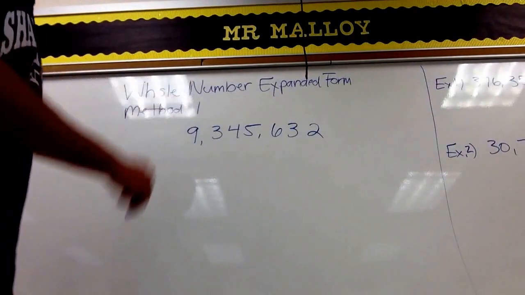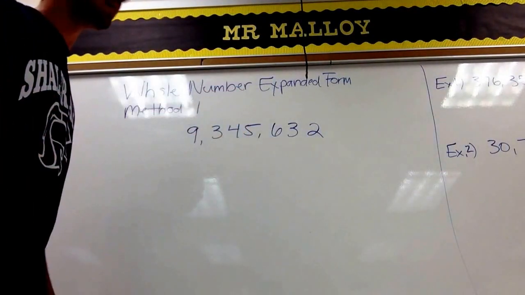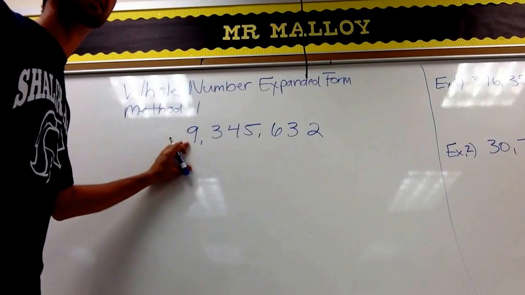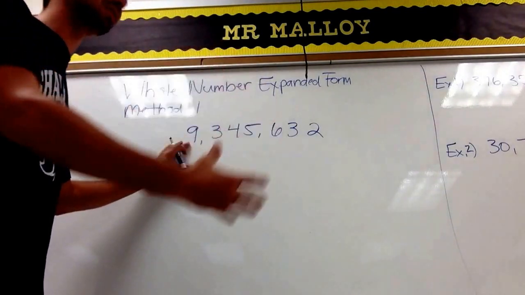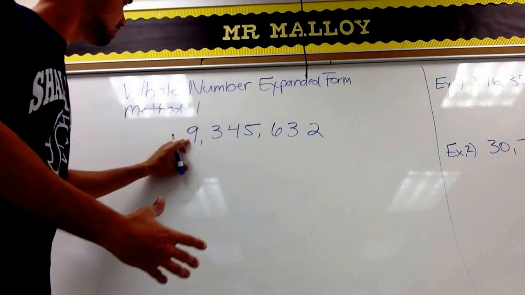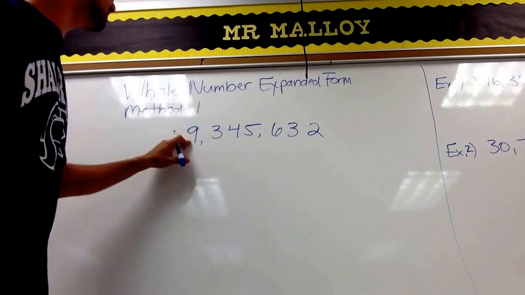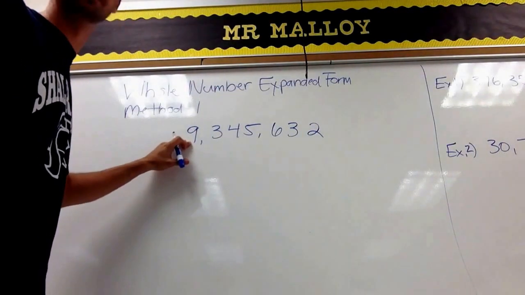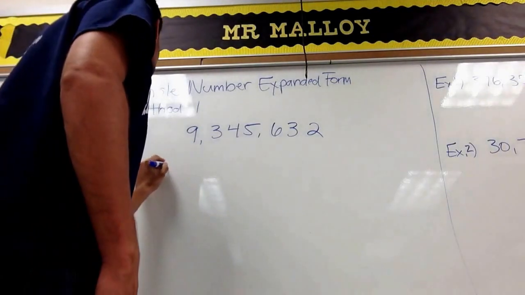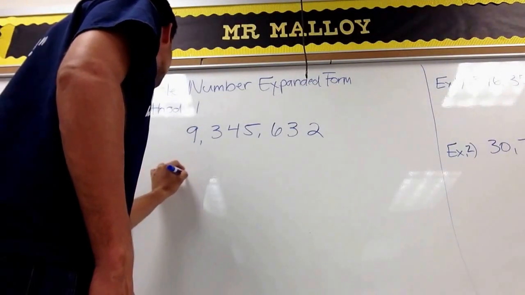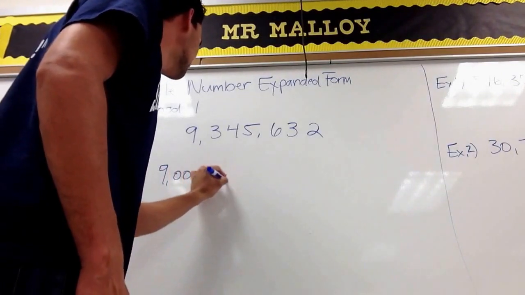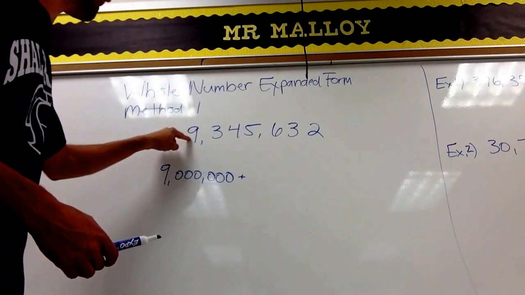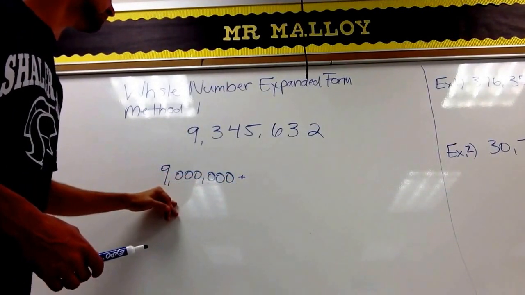So, with this first method, the way I think is that we go to this 9. This 9 is not really a 9. It represents more than a 9. So we have to know, what does it represent? Well, it's in the millions place. So this 9 is not really a 9. It's a 9 million. So we would write 9 million, because that's what that 9 represents. And that's why we're writing this in the expanded form. So I know that you know that this 9 represents 9 million.